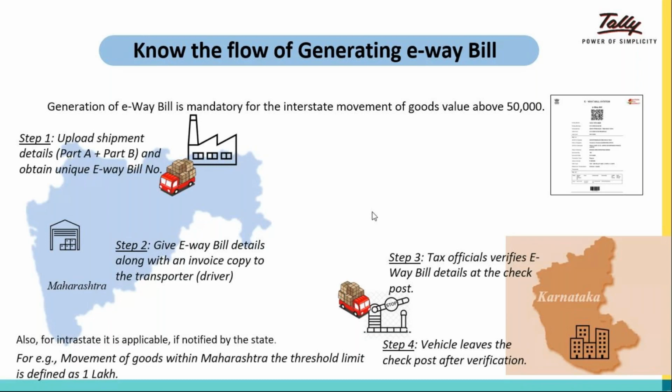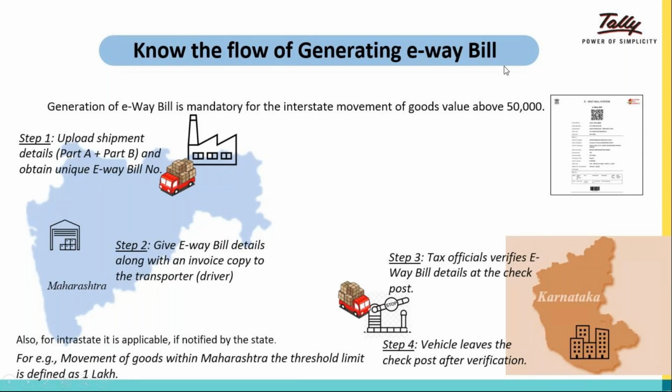So this was the step. After step 4, there is step 5 here. I know it's not being displayed, but step 5 is that this particular transportation will be reaching its destination, that is Karnataka. So this is how the transaction takes place. This is how your e-way bill operates.